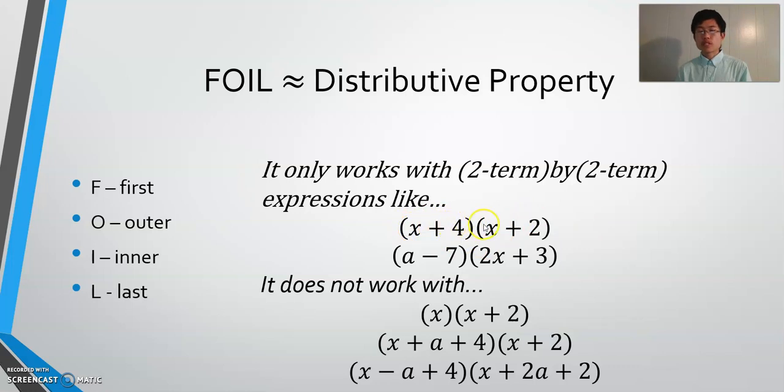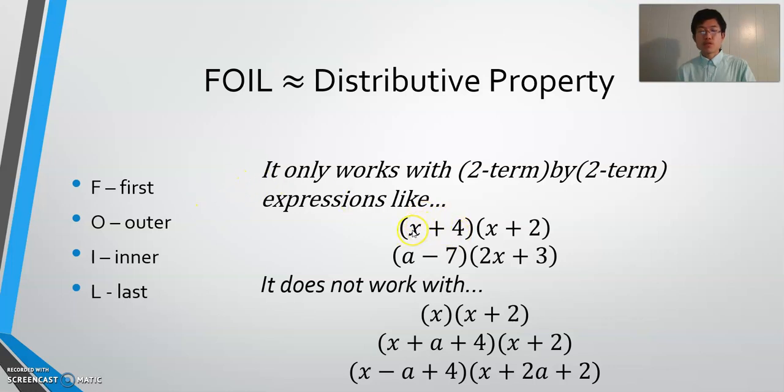X plus 4 times x plus 2. Or it could be like a minus 7 times 2x plus 3. You can have different variables. You can have a negative. You can have a number in front of the variable, but it has to be two terms inside. Two added or subtracted terms inside the parentheses.